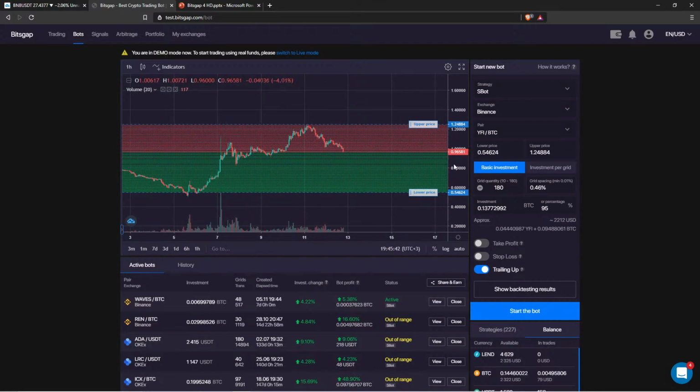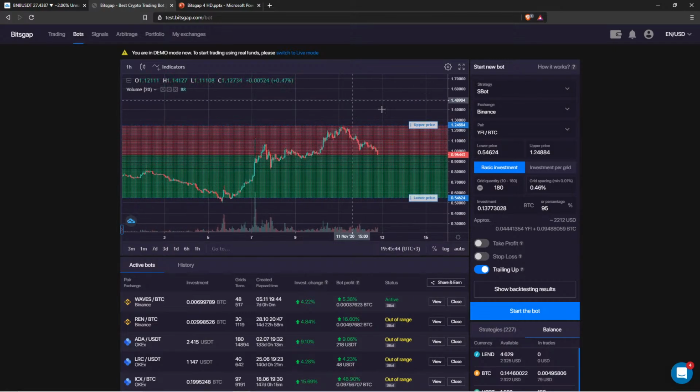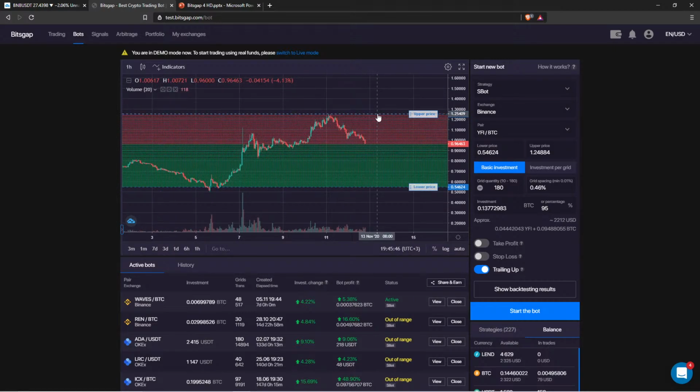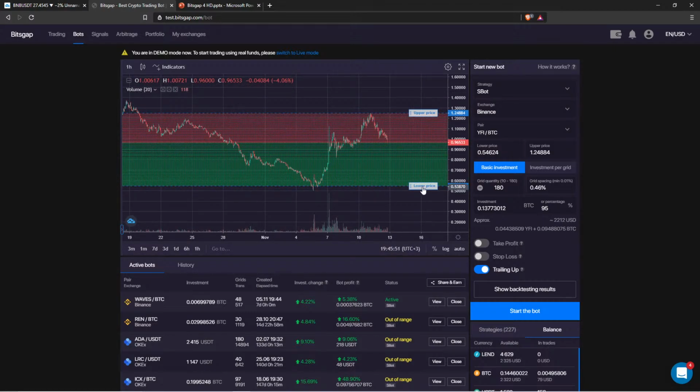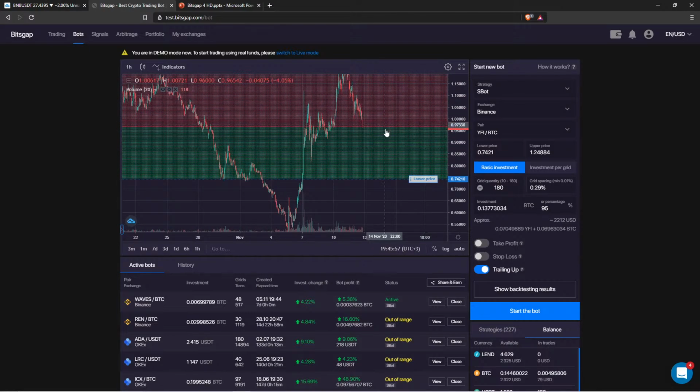So you can drag the line on the chart, which will change the upper price. That's going to be the upper limit of your trading range. And you can also manipulate the lower price like this. All right, maybe to that point.